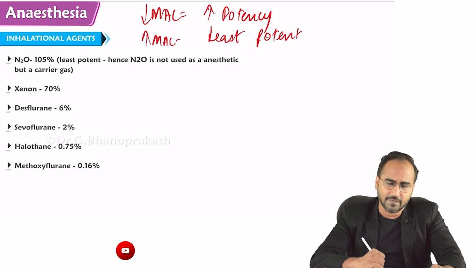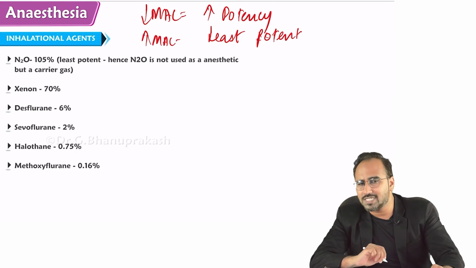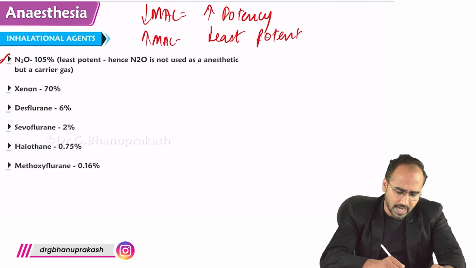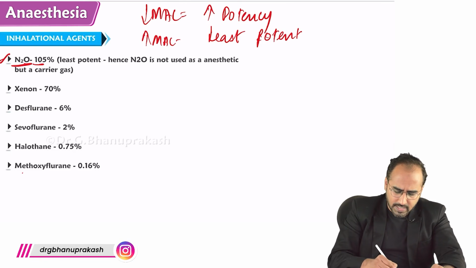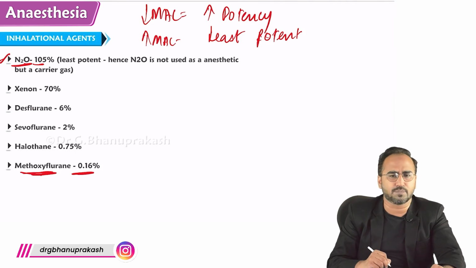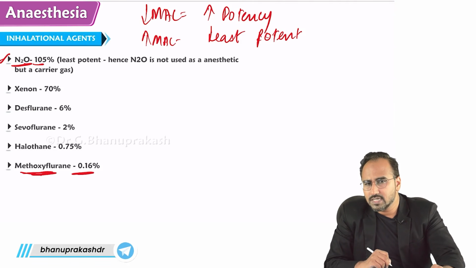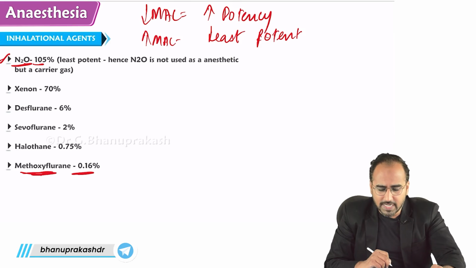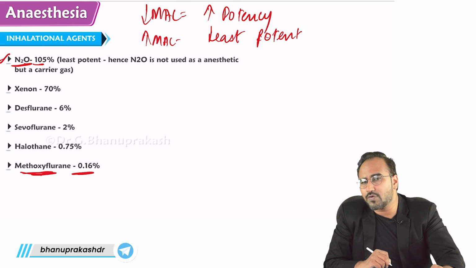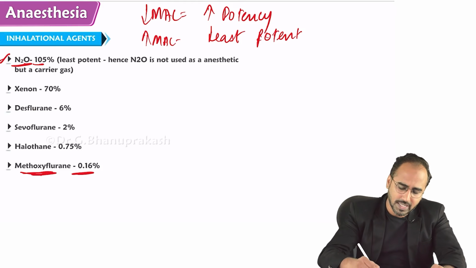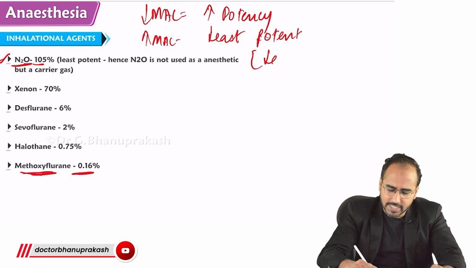These MAC values are in front of you, guys. You don't have to remember all the MAC values. Remember the extreme ones. The high MAC value is nitrous, 105. The low MAC value is methoxyflurane, which is 0.16. You guys tell me which is the most and which is the least potent. Which is the most, guys? Come on, what is the MAC value of nitrous? The MAC value of nitrous is 105, meaning a much higher concentration of nitrous is required, so high MAC is equal to least potent. So the least potent gas among all inhalational agents is what?